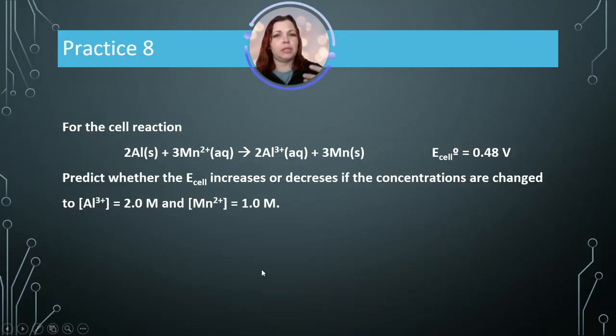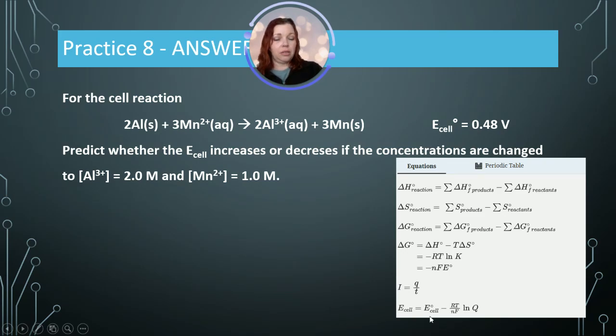Okay, so let's do this in a practice. So for the cell reaction here between aluminum and manganese, predict whether the Ecell increases or decreases if the concentrations are changed to a concentration of aluminum of 2 molar and a concentration of manganese equal to 1 molar. So if you want to try this on your own, please go ahead and pause the video now. I'm about to go through the answers.